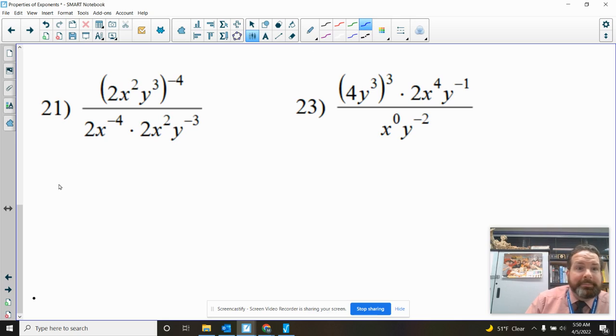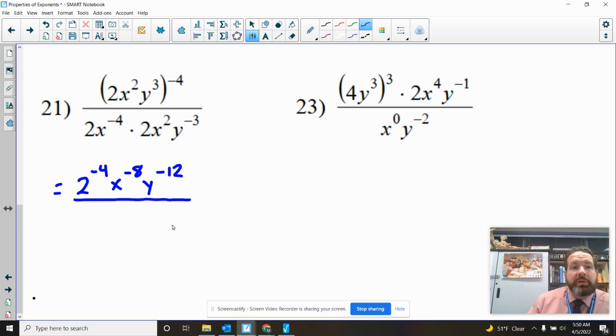So on the top, I'm going to have 2 to the negative fourth, x to the second to the negative fourth, multiply those, power to a power. It's going to be x to the negative 8. Y to the third to the negative fourth, power to a power, multiply those exponents, so it looks like that. On the bottom, 2 times the 2 gives me 4. x to the negative fourth times x to the second is x to the negative second. And then it's y to the negative third.